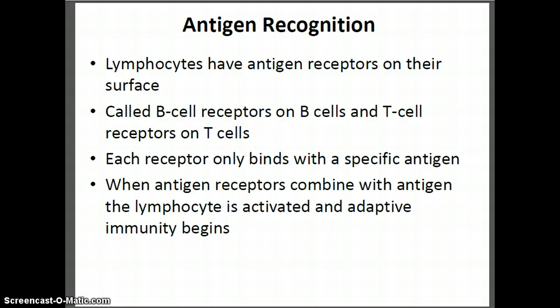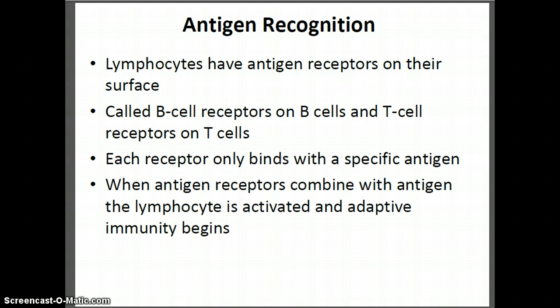So we had left off with talking about adaptive immunity, and we are now into the section that is talking about antibody-mediated immunity, and we're now talking about antigen recognition. Lymphocytes have antigen receptors. Remember, an antigen is a foreign substance in the body.